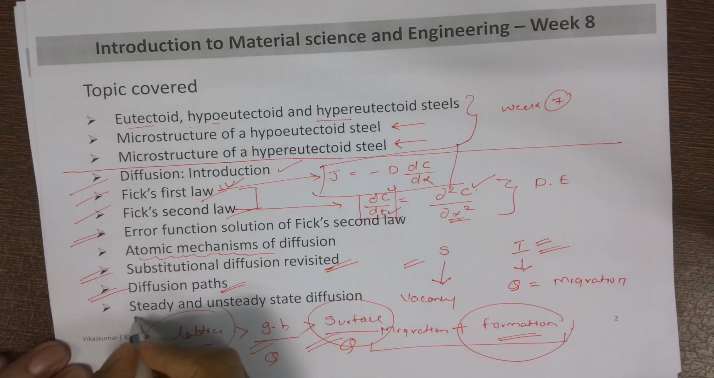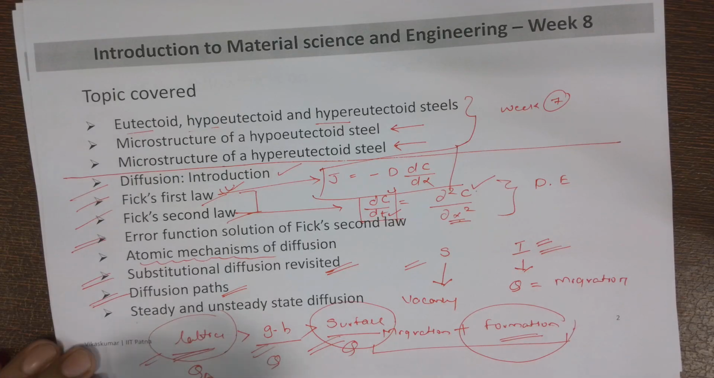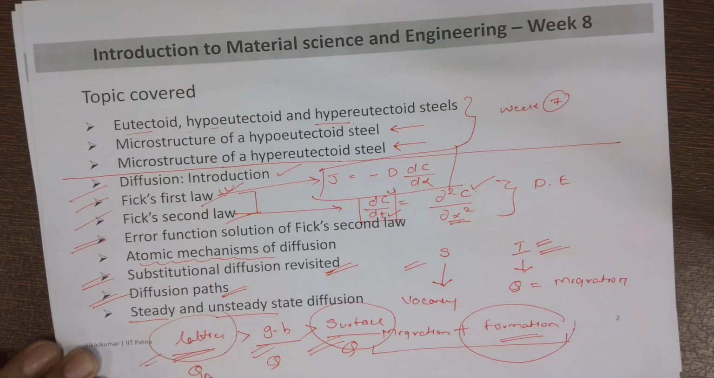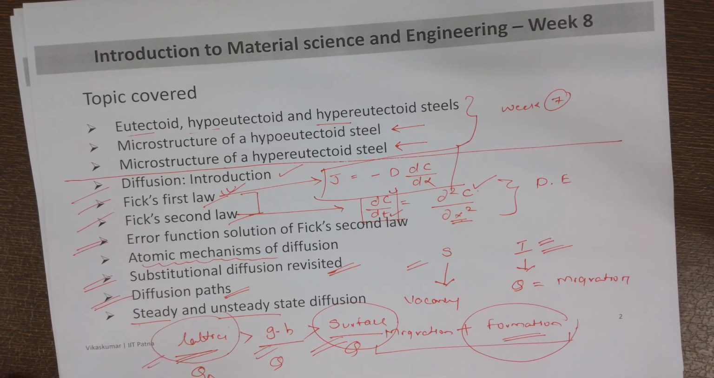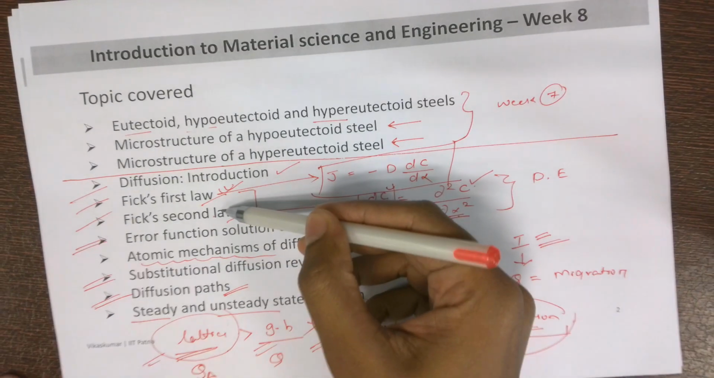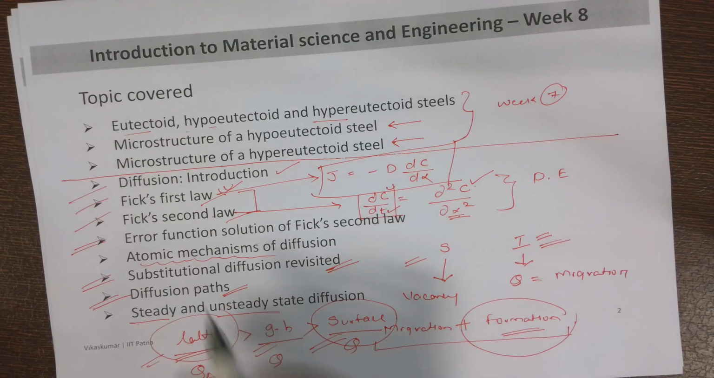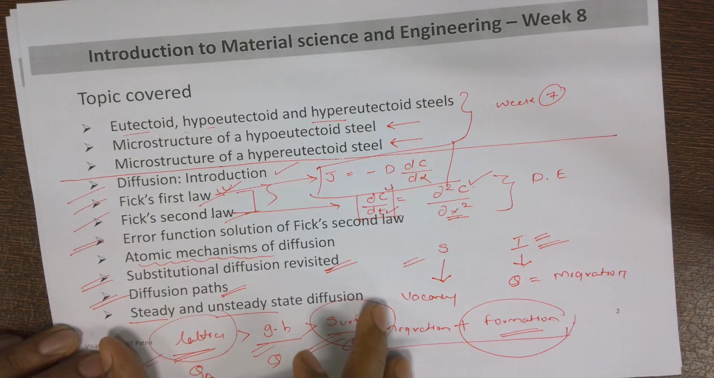Later on, we talked about the misconception that was always there, about steady and unsteady state. People say that Fick's first law is applicable only for the steady state and Fick's second law is applicable only for the unsteady state, which is absolutely incorrect. Both the laws are applicable for both of them.